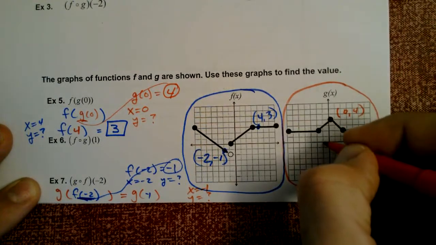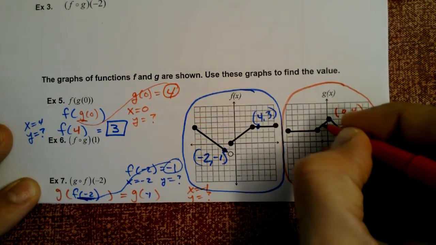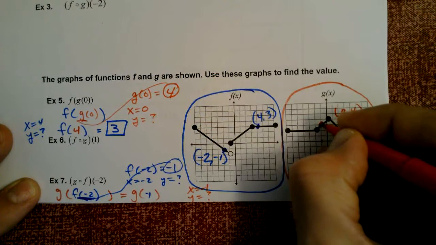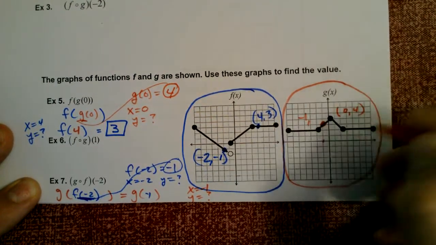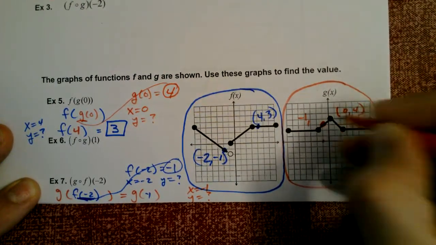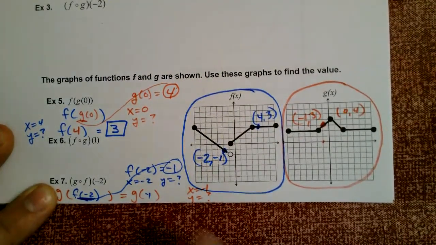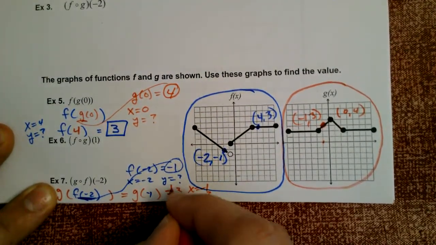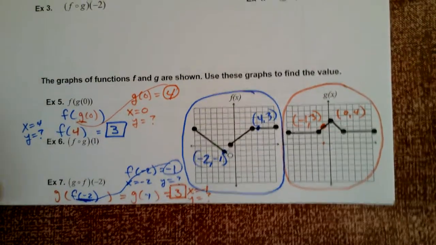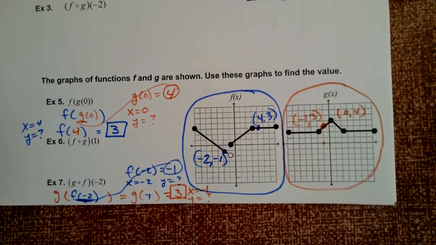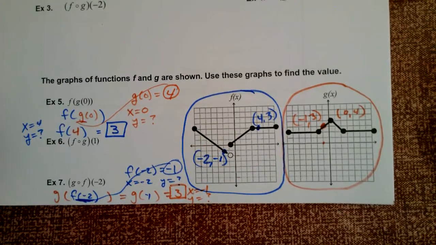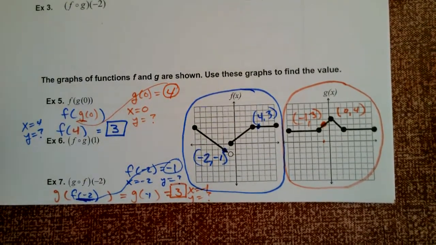Here's at -1. I count over. I go to the graph. That point right there would be the point on the graph at -1, comma something. Let's see. 1, 2, 3. Happens to be -1, 3. So my final answer is 3. Okay. Now your answer is not always 3. It just so happens these two that I picked are 3.